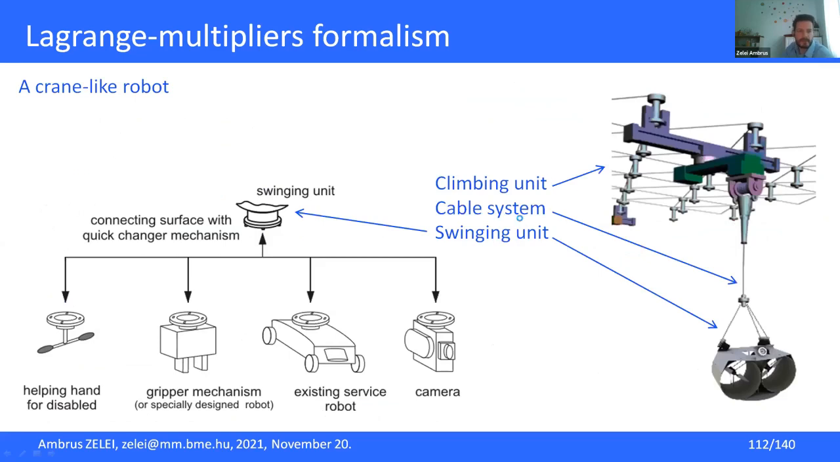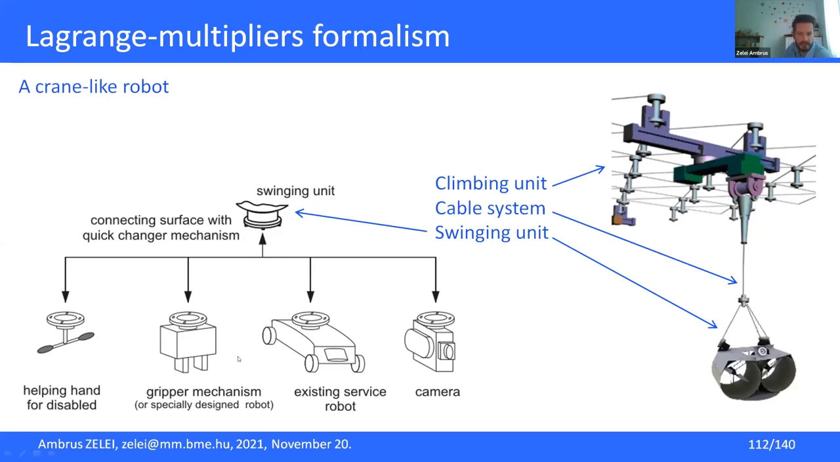So let's see some applications of this whole formalism. We developed in our department some robot which hangs down from the ceiling, and the task of the robot is to move the swinging unit in the three-dimensional space of the indoor environment, like in the room or kitchen.